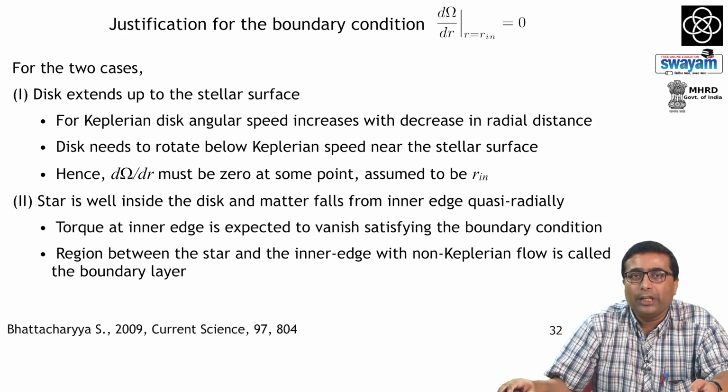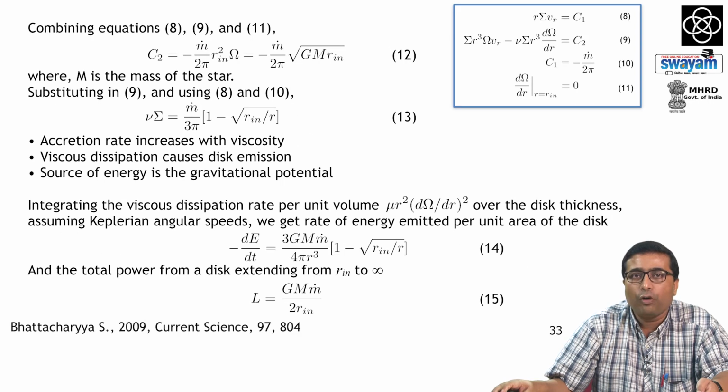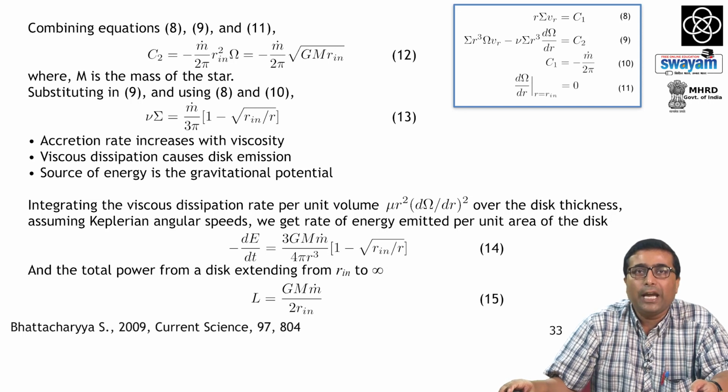The region between the star and the disk in which the flow deviates considerably from Keplerian is called the boundary layer. Now, from equations 8, 9 and 11, 8 that comes from the mass conservation, 9 that comes from angular momentum conservation, and 11 which is the boundary condition that we have just now justified, we get this value of C2 in terms of the accretion rate and the stellar mass.